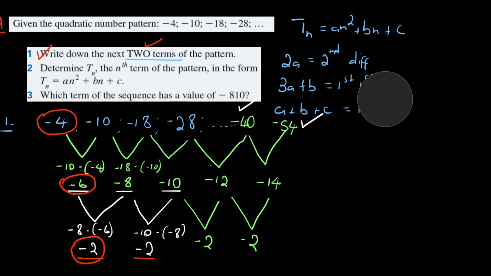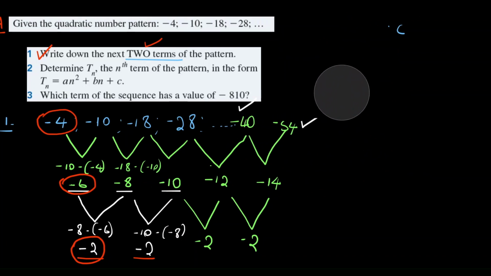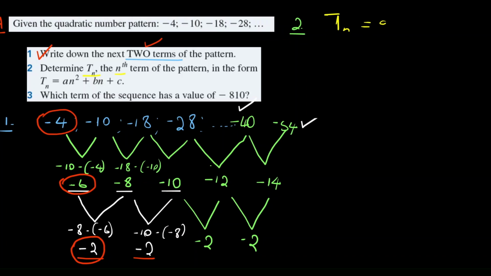So if we can go ahead and just clear and make some space here, then we're going to go to the second question. The second question is asking us to determine the nth term, or Tn, and they're giving you that nth term, Tn is equal to an squared plus bn plus c. How do we calculate that?